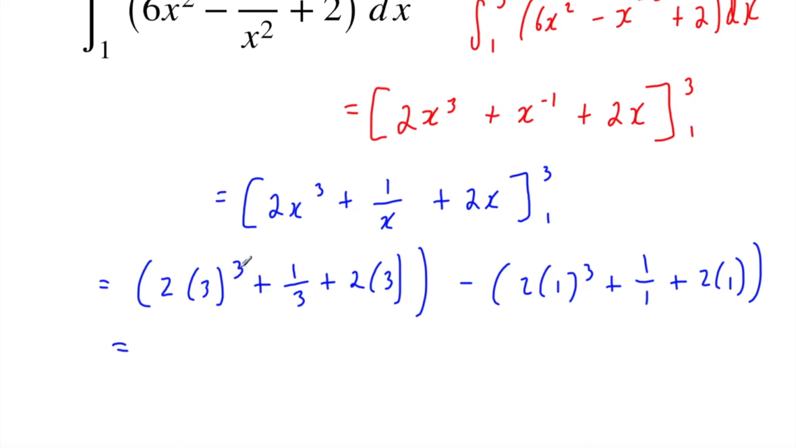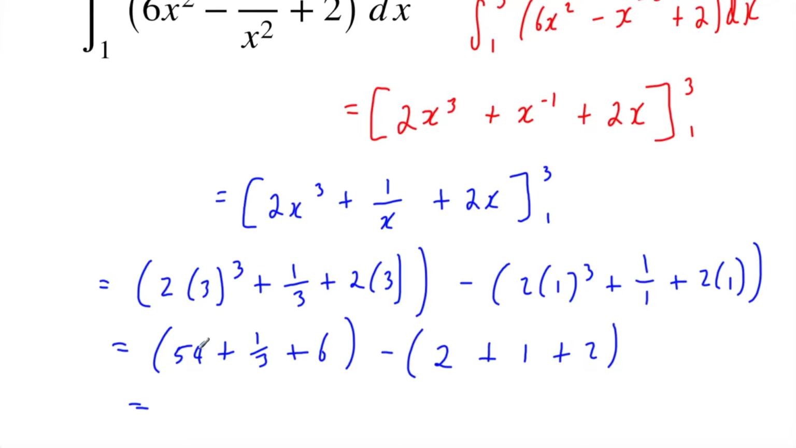So we'd get 3 cubed is 27, times 2 is 54. So we've got 54 plus a third plus 6. So that's going to be our 60 and 1/3 there. And then subtract, if we work this out, 1 cubed is equal to 1, times 2 is 2, plus 1 divided by 1 is 1, and 2 times 1 is 2. So we've then got 60 and 1/3 there, subtract 5, and that's equal to 55 and a third, and that's what we got.